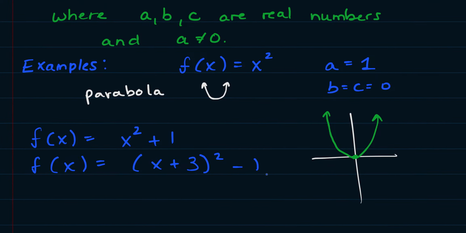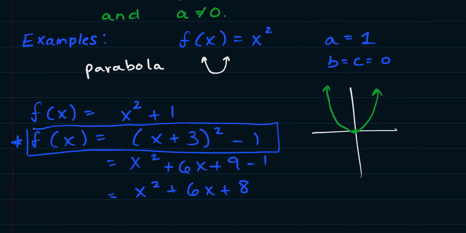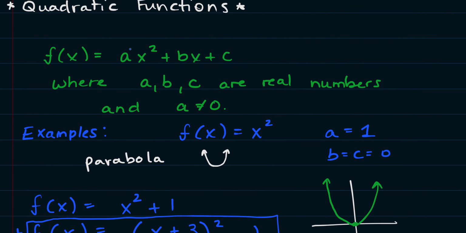Now you could FOIL this out. Notice that this function right here is x squared plus 6x plus 9 minus 1, which is x squared plus 6x plus 8. Now, we gave you this function when we wanted to graph it, but again, you could FOIL it out and subtract this 1, and you will get it in this form, which looks just like this.